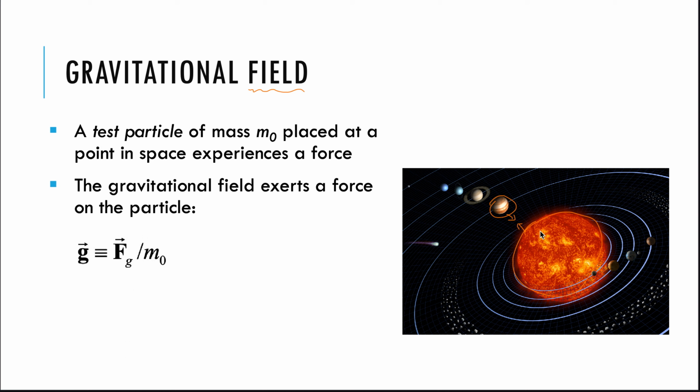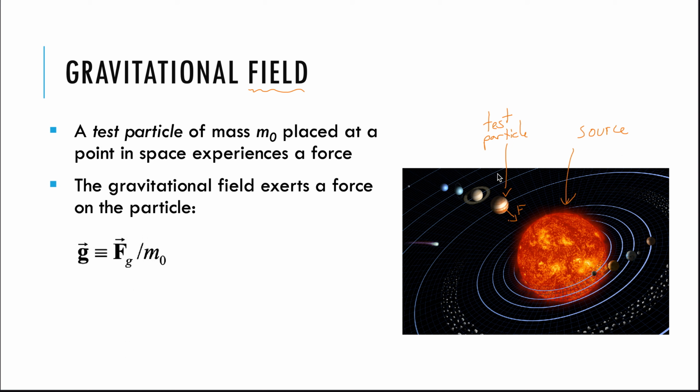What we're going to say is that the sun here, this object, which we call the source, is producing a gravitational field everywhere around it. So this mass here, which is a test particle, by being within this field, this invisible field here around the sun, because it's within that field, it's going to experience that force. So it's the field from the sun that causes this test particle to experience that force.